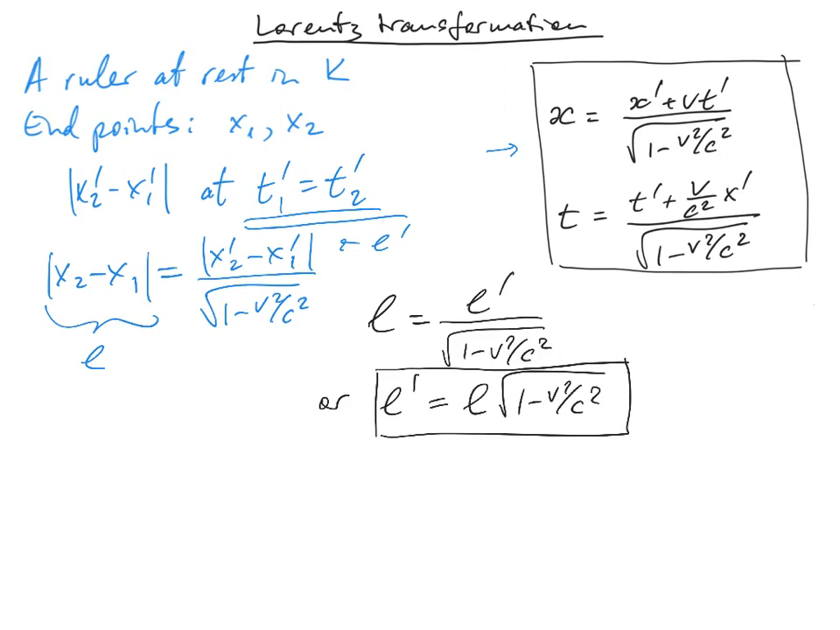Okay. So the length of the moving ruler, L prime, is less than the length of the ruler in its own rest frame by the square root. This is called the Lorentz contraction, where the length of the moving object appears to be shorter than its length in its own rest frame. Okay?